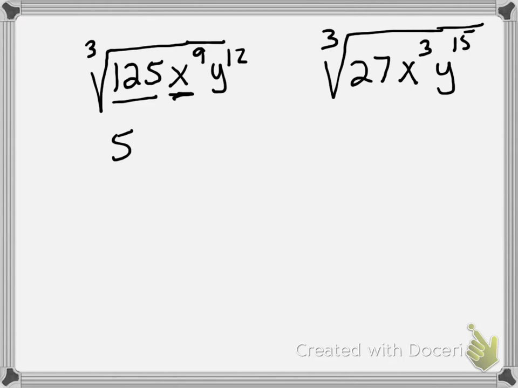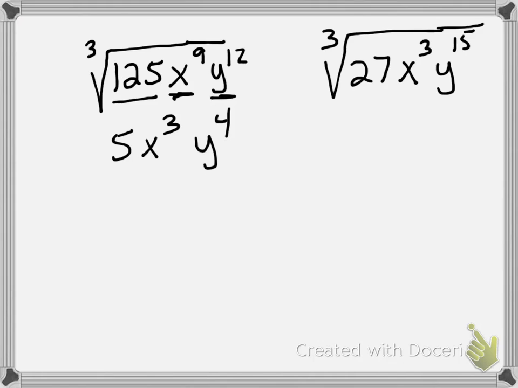And now for the x to the 9th, how many groups of 3 are in 9? Well, there's 3 groups of 3. We have 3, then 6, then 9. So there's 3 groups of 3 that go into 9. And for the y to the 12th, figure out how many groups of 3 go into there. So there's going to be 4 of them.